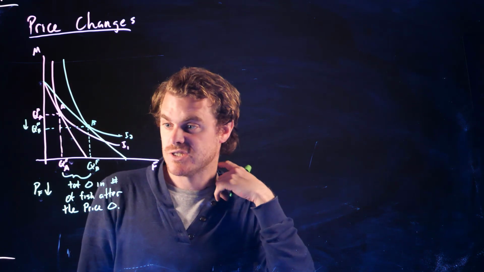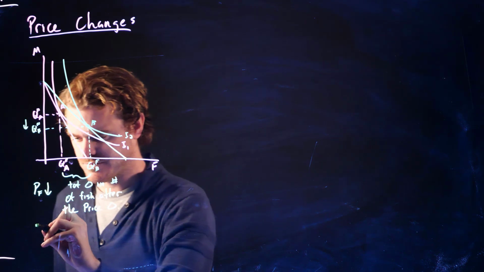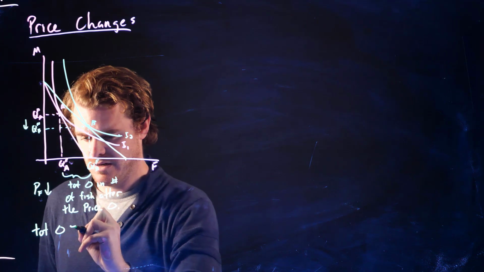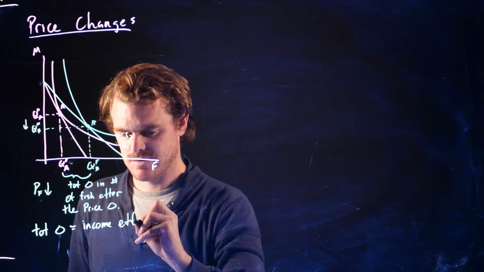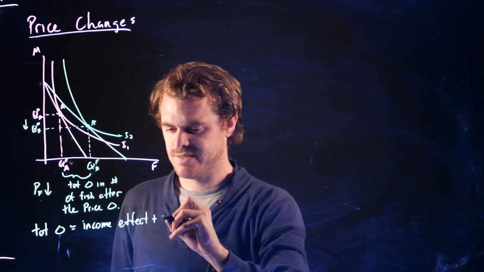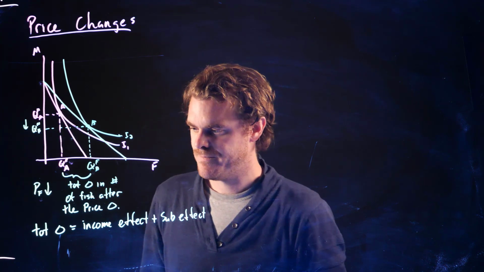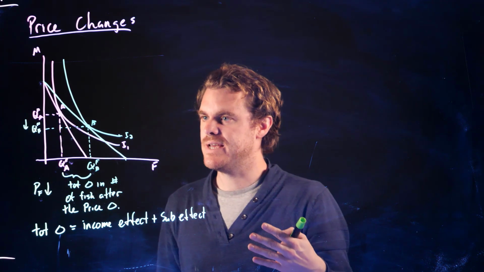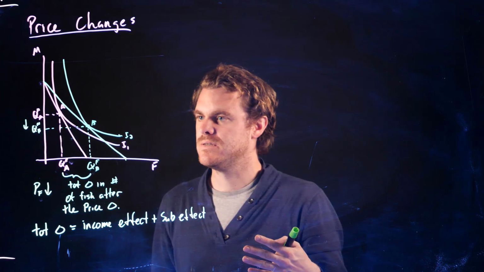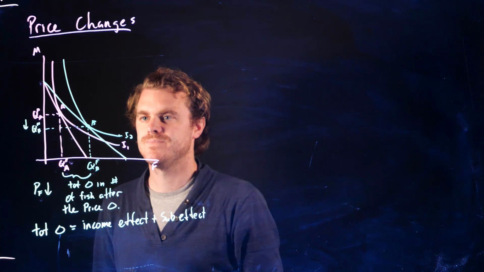And so remember, this total change, which is the distance between these two points, equals the income effect plus the substitution effect, or the sub effect. And so we need to figure out a way to graphically represent the income and substitution effects.